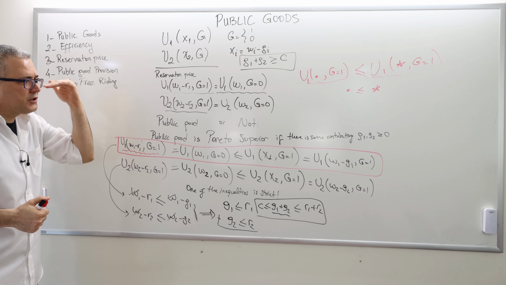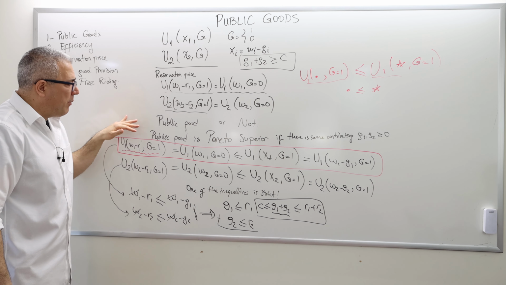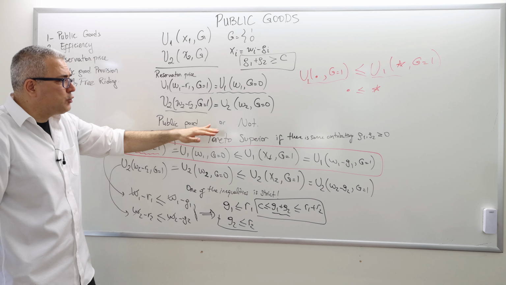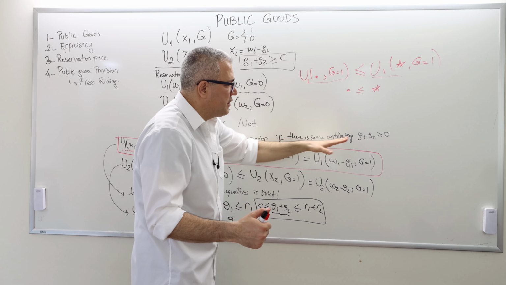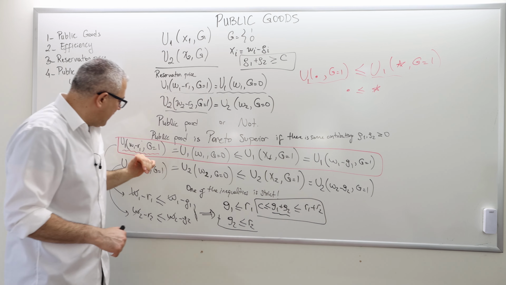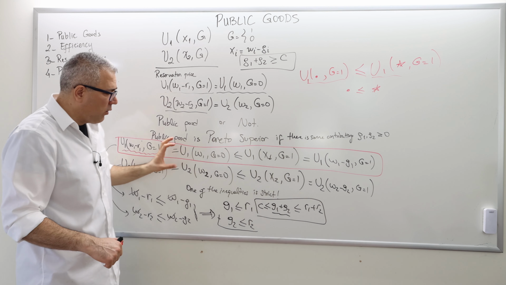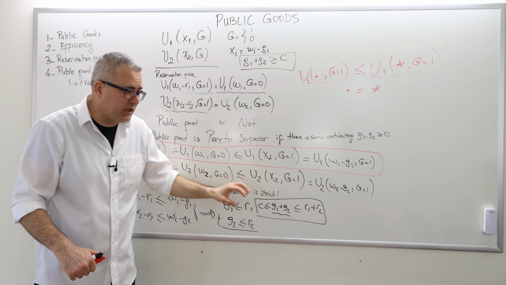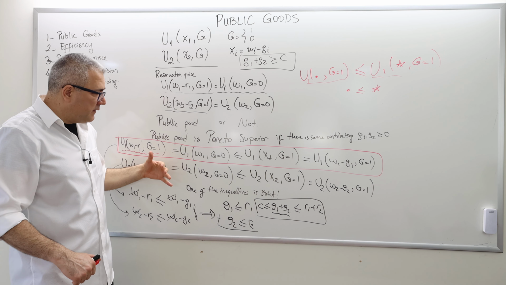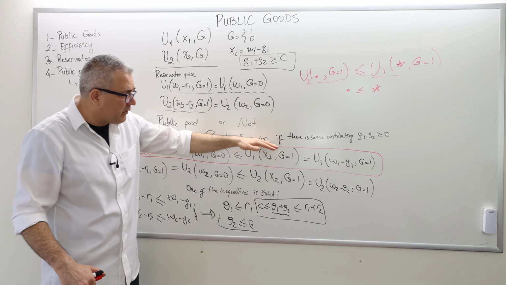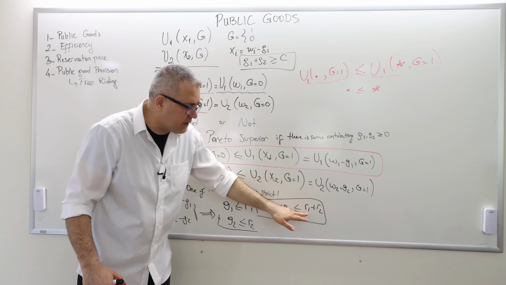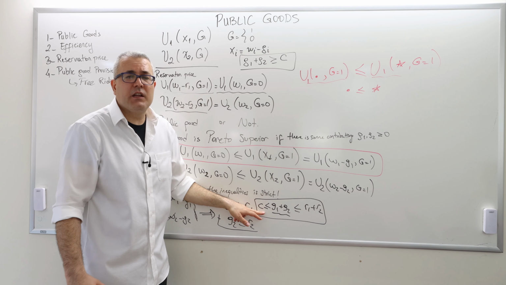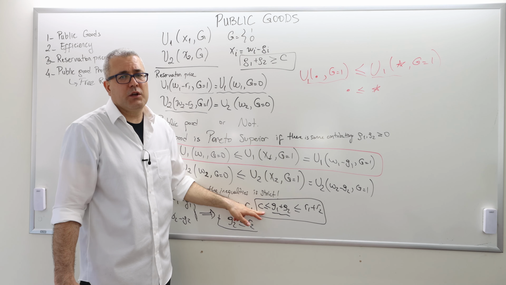So remember, our starting point was the following. A public good is Pareto superior if there is some contribution G1, G2, such that these two inequalities hold, one of them strictly, which means a public good is Pareto superior if the sum of the reservation prices is greater than or equal to the cost of the project.